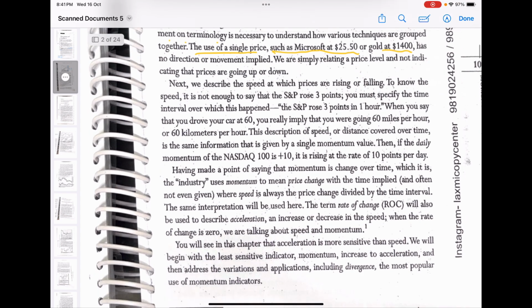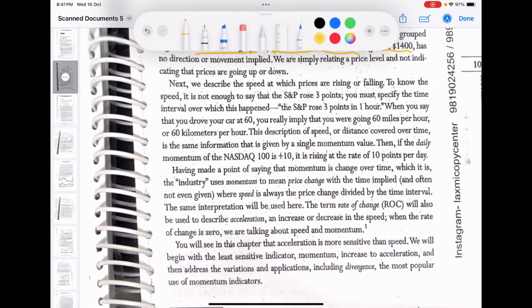Okay. To know the speed, it is not enough to say that S&P rose 3 points. You must specify how much time the S&P index took to rise 3 points. The S&P rose 3 points in 1 hour. Now that makes sense, right? When I just said that S&P rose 3 points, that really didn't make sense. Okay, this is the car example which I had already discussed.